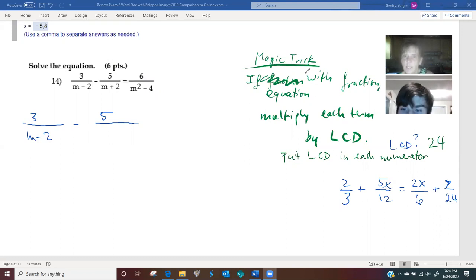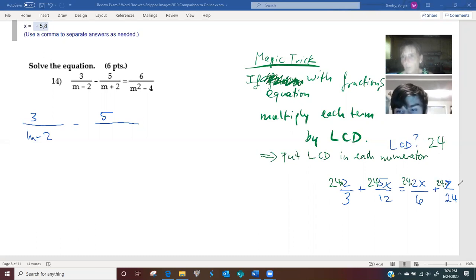So I'm going to say the magic trick is, and this isn't pretty, but I'm recording now because I think this will really benefit people. If you have an equation with fractions, you multiply each term by the LCD and then all your fractions disappear. And how do you do it? The LCD in this case is 24, and you need to put the LCD in each numerator, meaning multiply. Put the 24 here. You put the 24 here, and you're acting like you're multiplying.